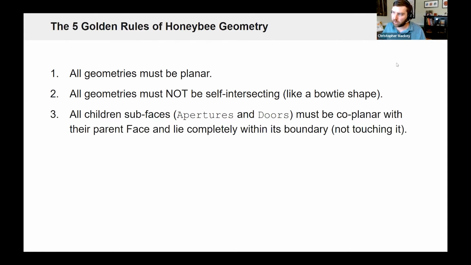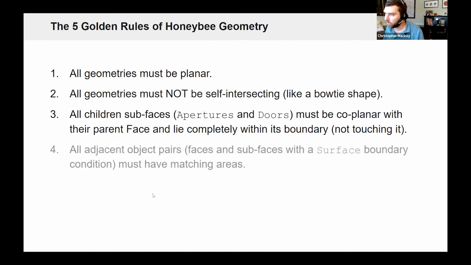Third, all the children's subfaces, those apertures and doors, have to be coplanar with their parent face and lie completely within its boundary. We saw, as we were drawing those, it took care of that automatically, but you'll see in the model that I gave you in that 3D geometry that we have these apertures ready to go as 3D surfaces that are coplanar with the walls of the building. So you need to make sure that that's the case when you're building your models.